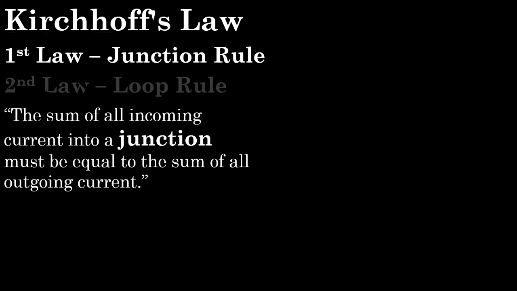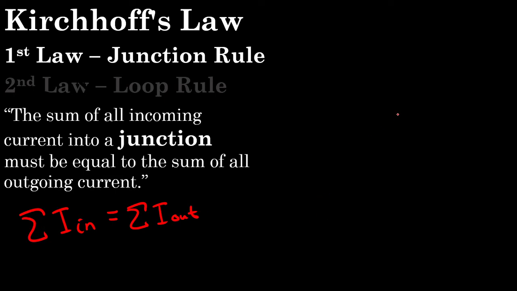All right. So let's look at the first one, the junction rule. It says that the sum of all incoming current into a junction must be equal to the sum of all the outgoing current. Mathematically, we can write that down: the sum of all ingoing current must be equal to the sum of all the outgoing current.